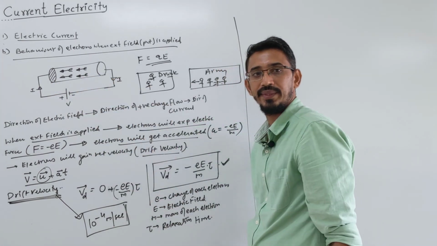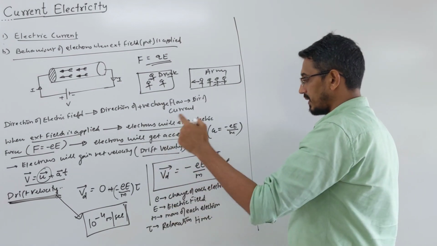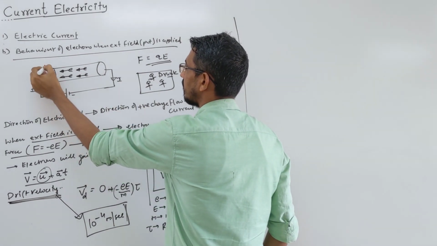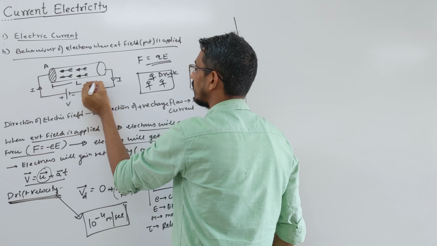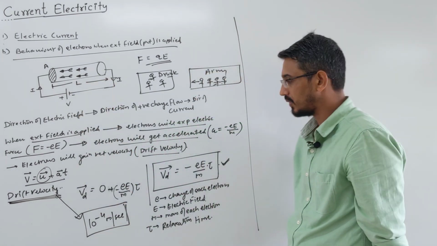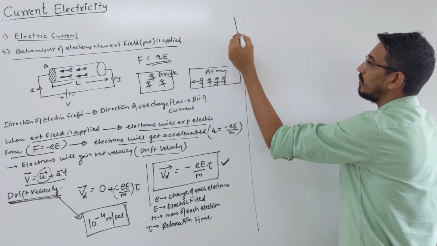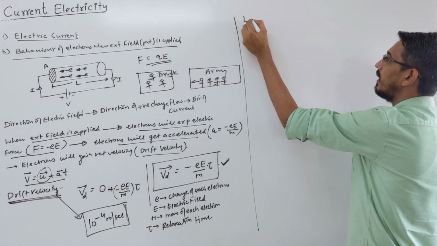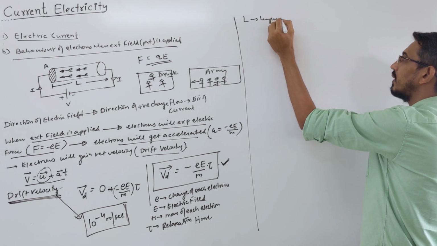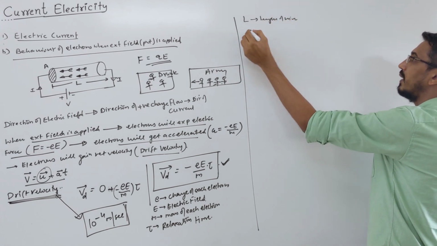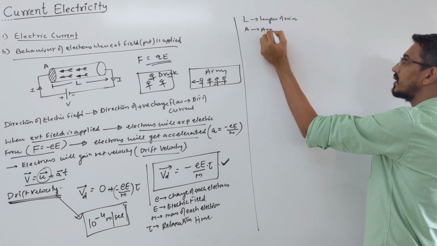We want to calculate it. So here we need to write some physical dimensions. A is the area of cross section, L is the length of this wire. So let's find the current. I'm writing the first symbols here. L is the length of the wire, suppose, and A is the area of cross section, right?